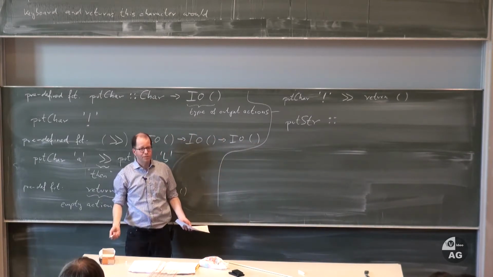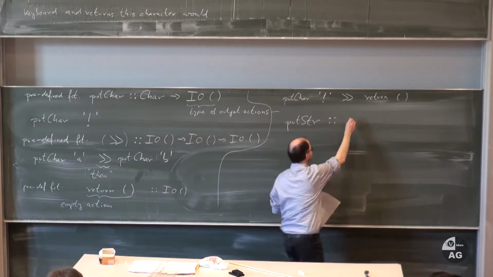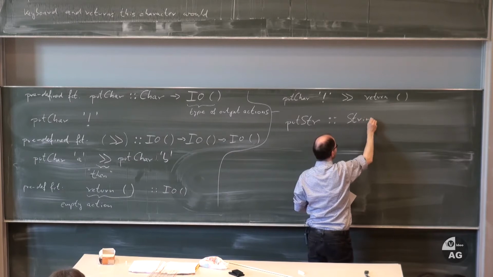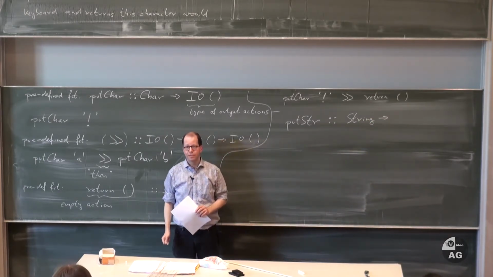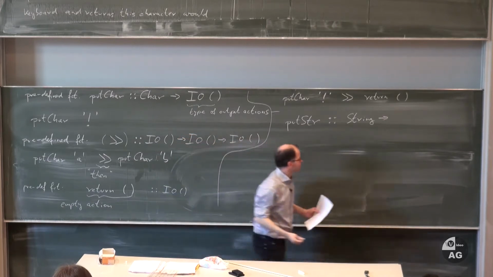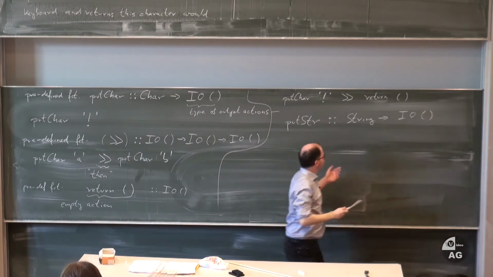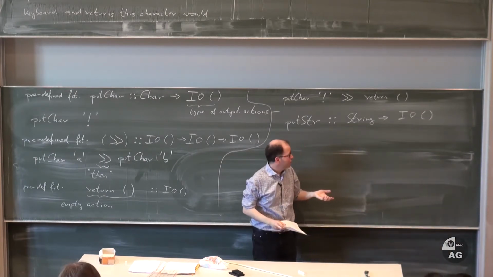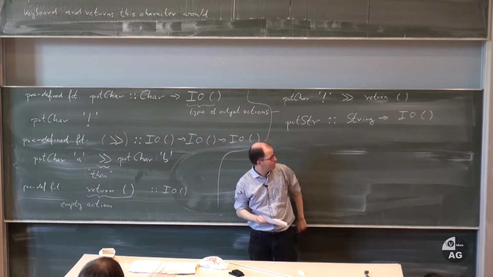Well, it's a function, and it takes a string as input, right? So it takes a string as input. And what's the result? What's the result type? IO empty tuple, because IO empty tuple is the type of output actions. So it should map a string like hello to the output action which prints the string hello on the screen.